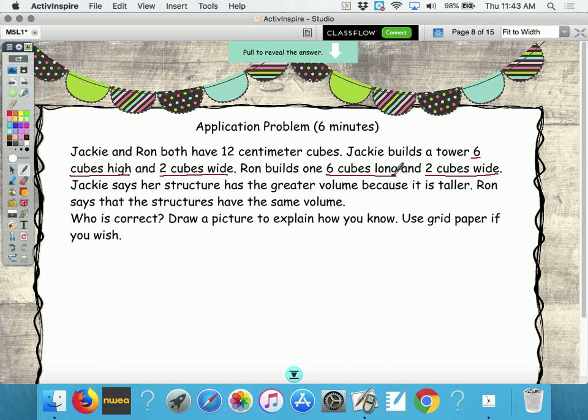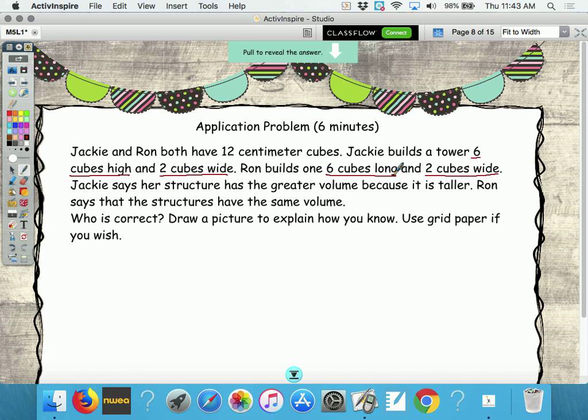Jackie says her structure has the greater volume because it's taller. Ron says that the structures have the same volume. Who is correct? Ron. Definitely. Because they both started with how many cubes? 12. So do they have the same volume? Yes. What is the volume? 12 cubic centimeters. Okay? So we know Ron's correct.